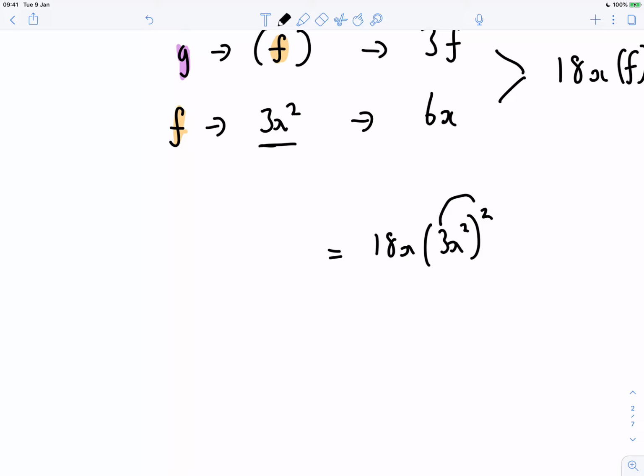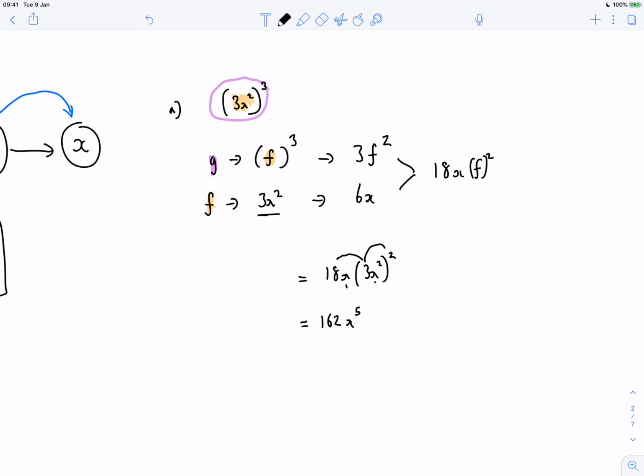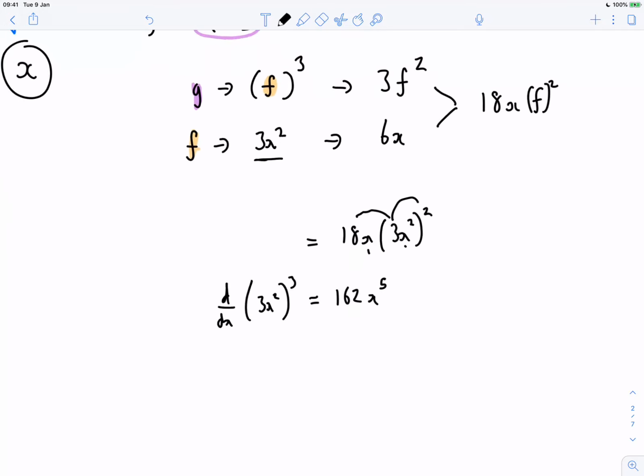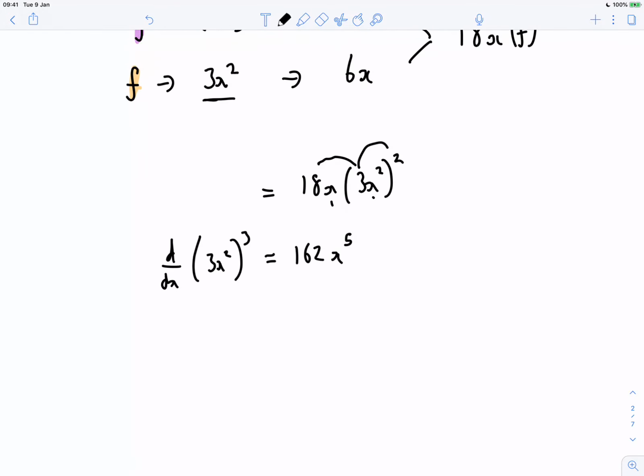Now 3 squared is 9. 9 times 18, well 9 9's 81, double that is 162. I've got an x here, and x squared squared is x to the 4, x to the 4 times x is x to the 5. Okay, so I'm saying the result when you differentiate 3x squared cubed will be 162x to the 5. Now, let's expand this bracket and check to see that we're right.